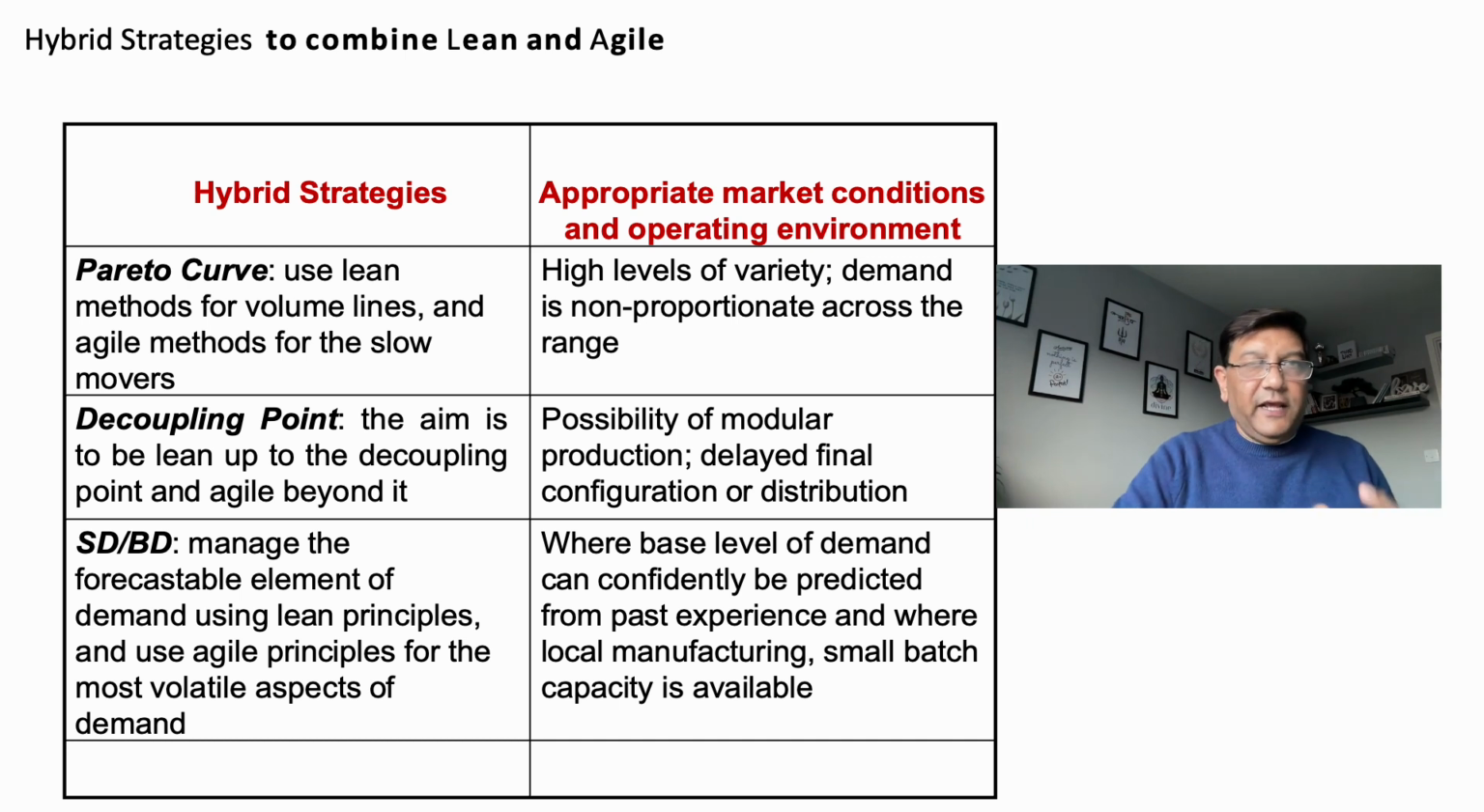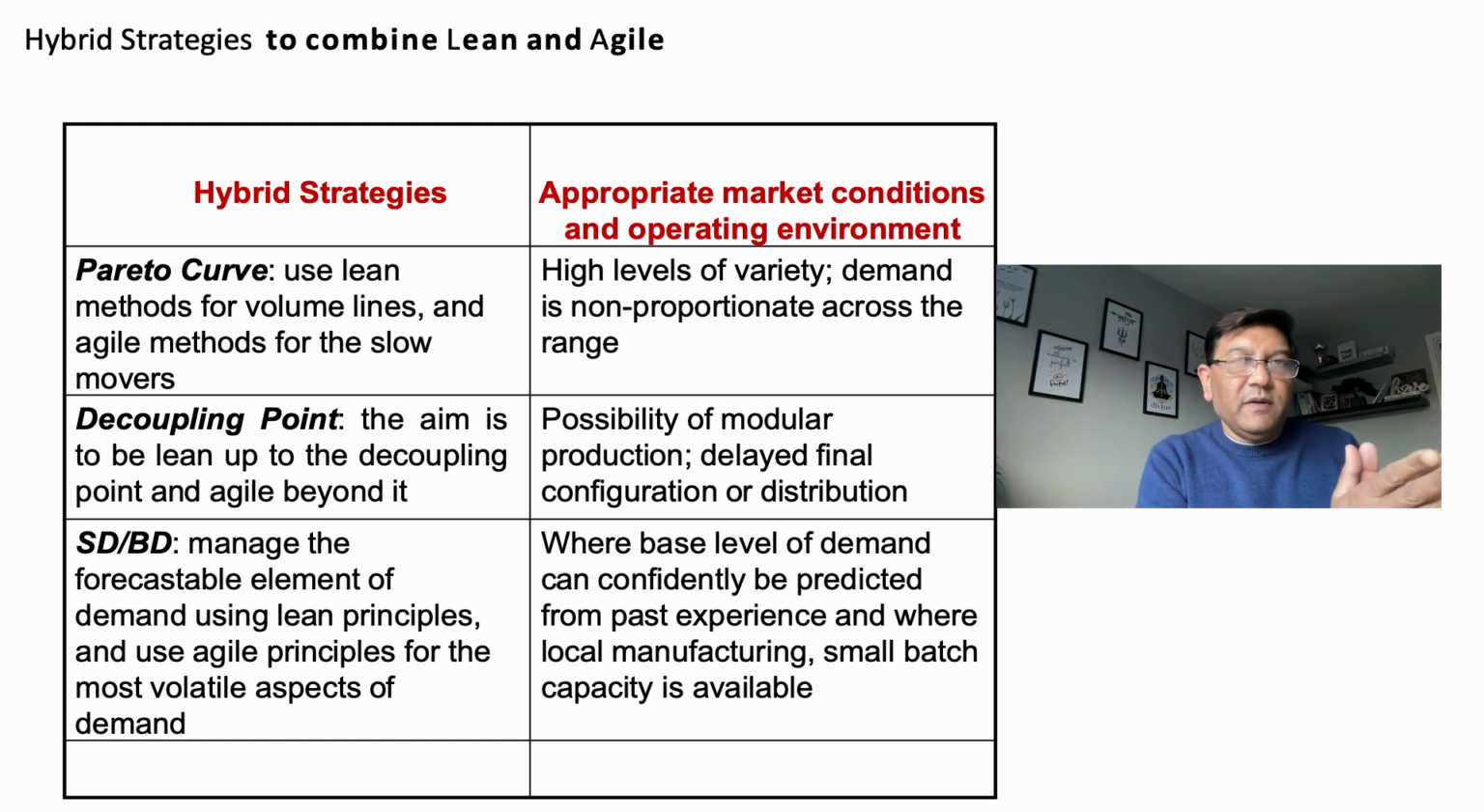Now, this table shows the hybrid strategies to combine lean and agile. There is no set strategy that if you only choose Pareto curve or decoupling point or base and surge demand, it will fulfill the requirement. We can use hybrid strategies as well. For some of the components, we can go for Pareto curve. For some of the components, we can go for decoupling point. For some of the components, we can go for surge and base demand.